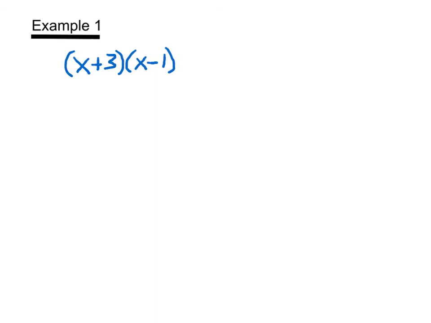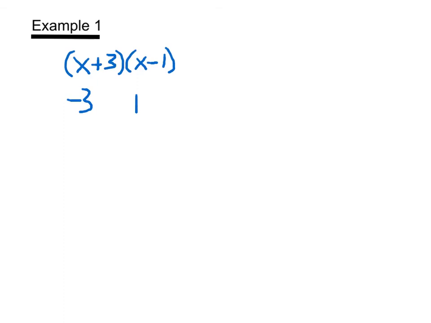Okay, now we're going to look at a few examples where we don't actually have the graph of the function, but we have the function itself. For example, if we have x plus 3 times x minus 1, we can draw the sign diagram of this function. We know that the critical values are minus 3 and plus 1 because these are the values of x that make the function equal to 0.